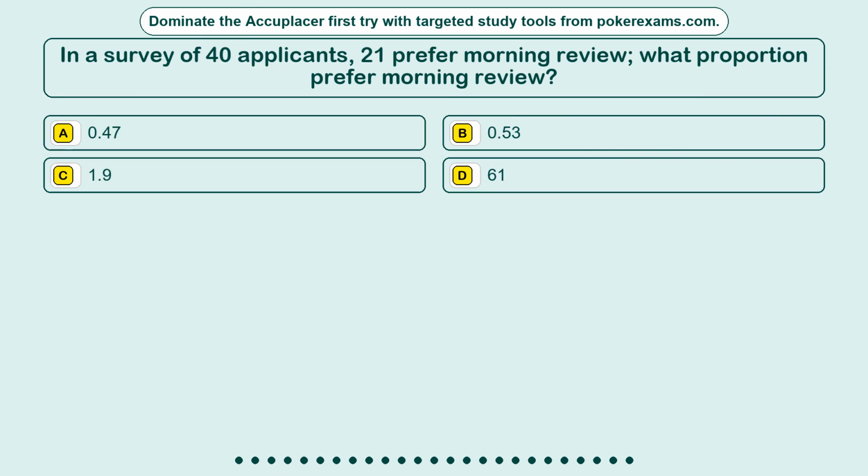Question 9. In a survey of 40 applicants, 21 prefer morning review. What proportion prefer morning review? Option A, 0.47. Option B, 0.53. Option C, 1.9. Option D, 61.